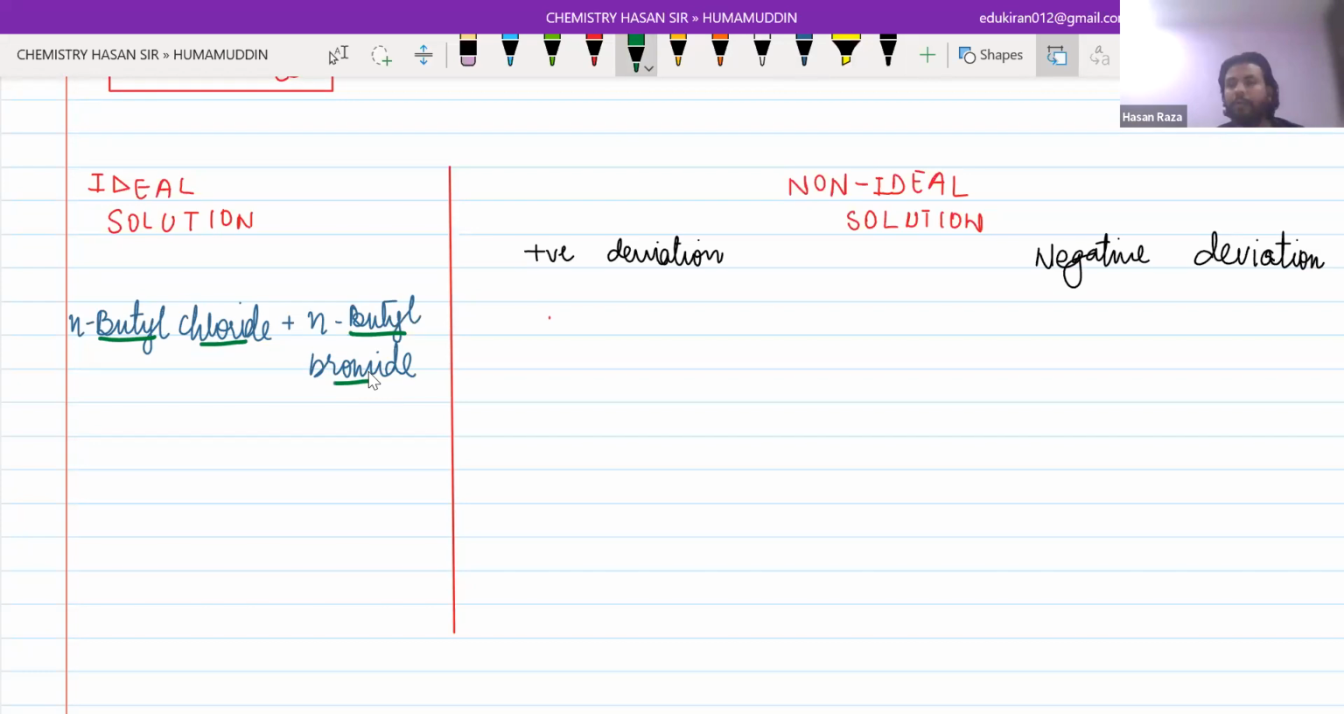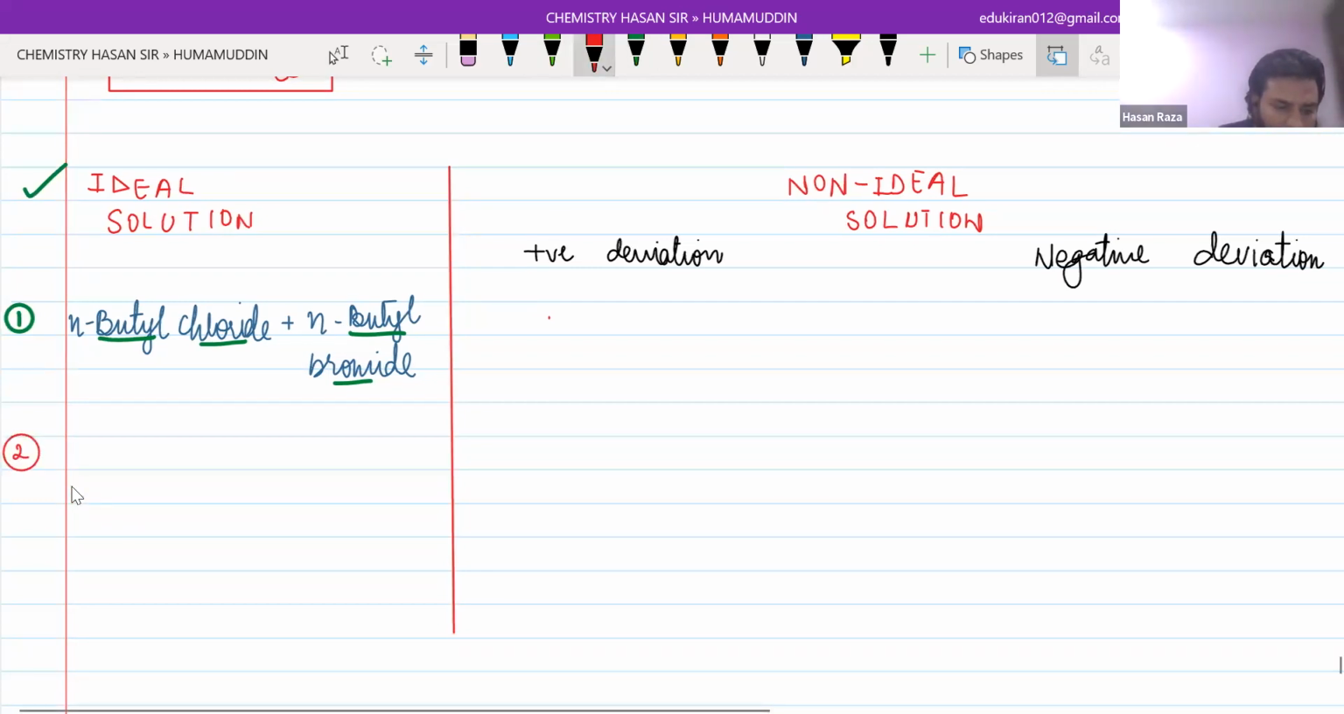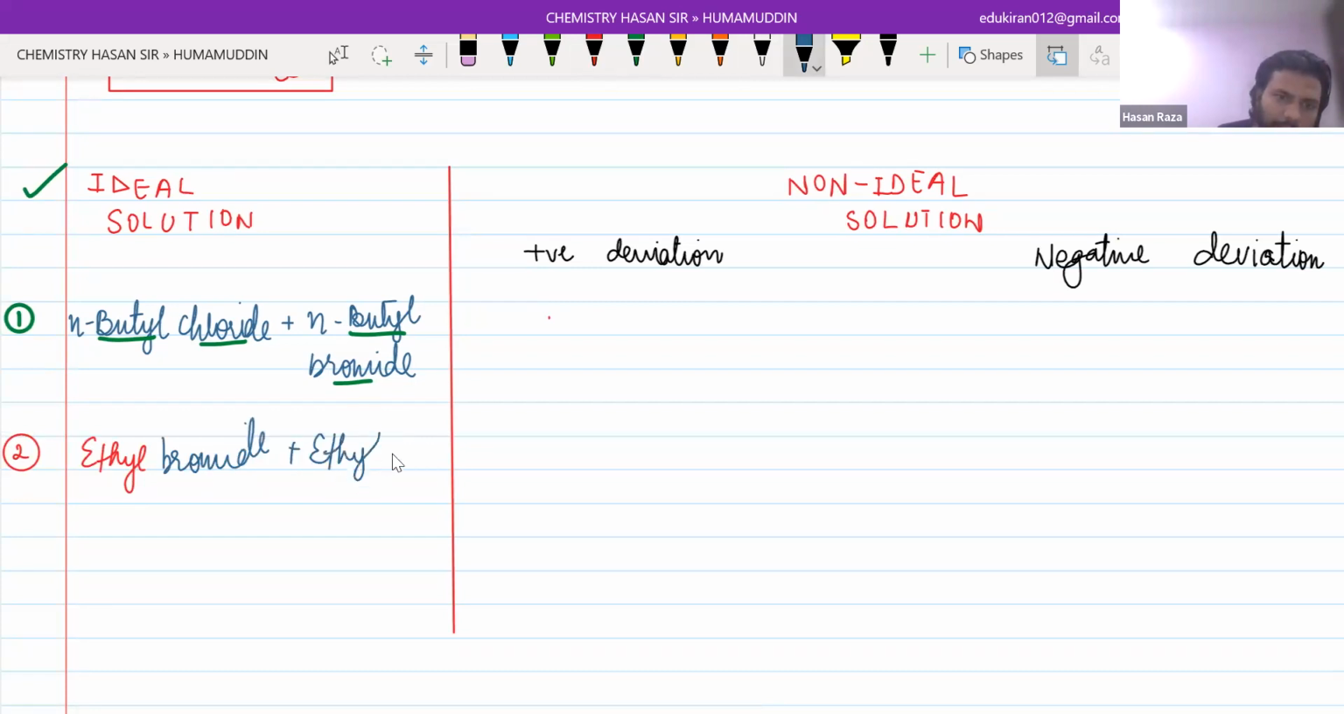So whenever you are getting a binary solution of similar nature, or if they are similar, they will be ideal solution. Like if I'm going to ask you ethyl bromide or ethyl iodide, you can see they are similar. Yes or no? So again, that's why I put it on the ideal solution side.